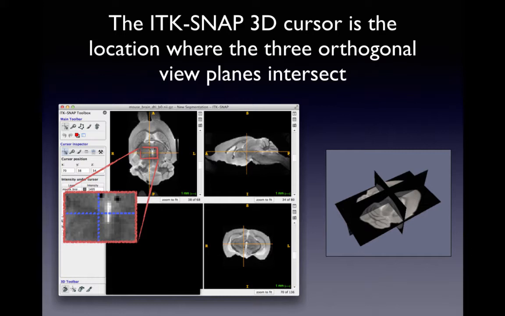So these orange dotted crosshairs that you see in these three orthogonal slices, we call them the 3D cursor. And the 3D cursor basically represents the point or voxel in the image where these three orthogonal slices intersect. There's a three-dimensional image through which we're slicing in three orthogonal planes, and there's always one point where these three slices all intersect. And that point is represented by this orange cursor.